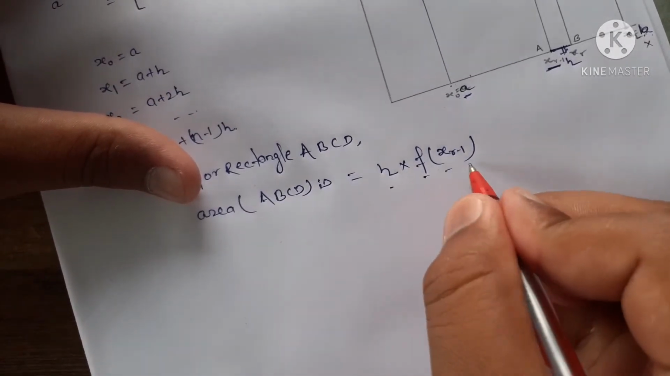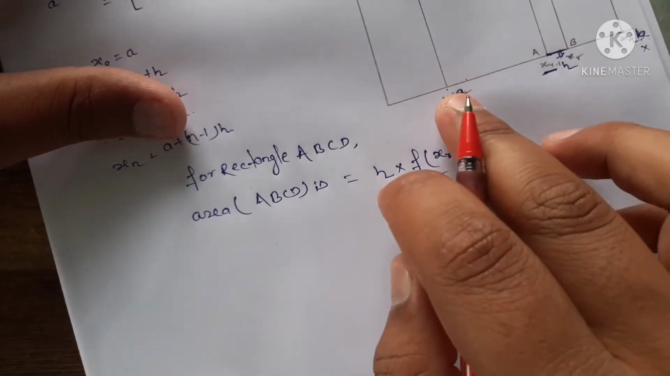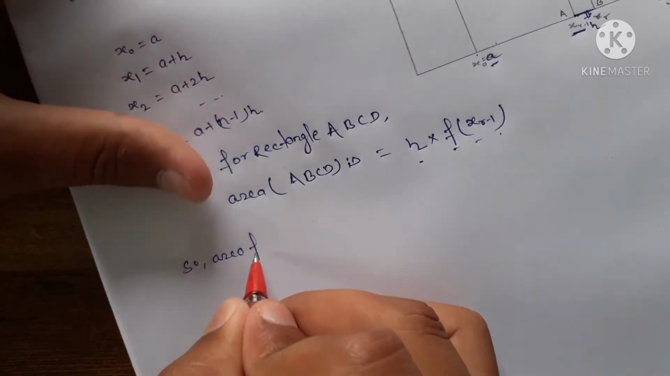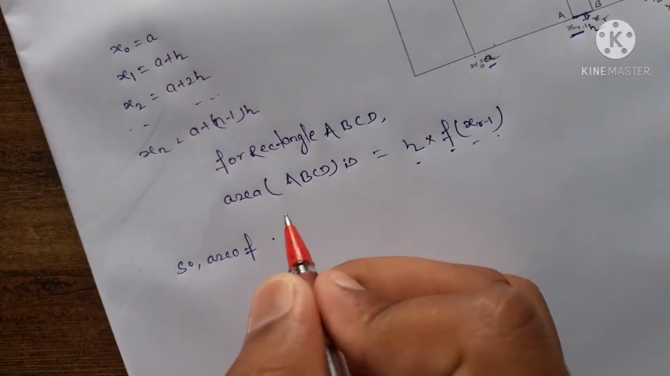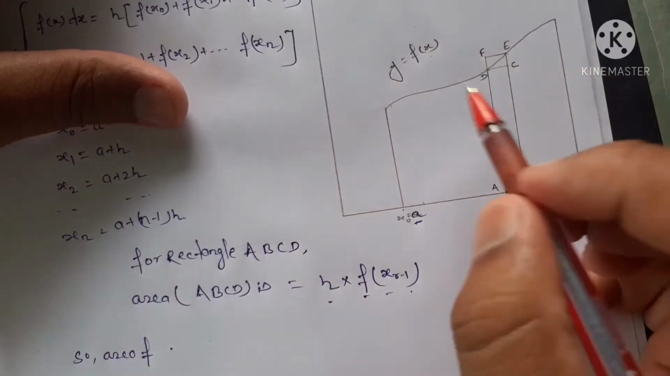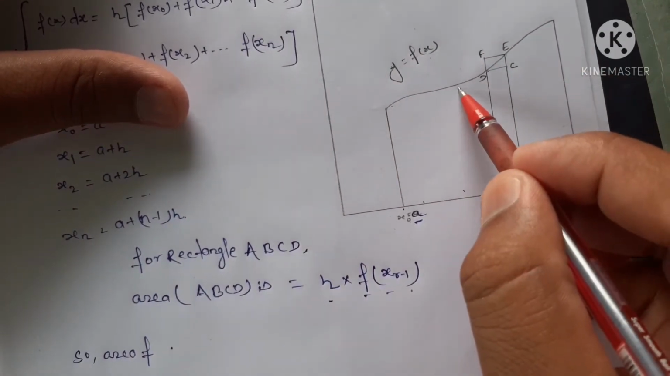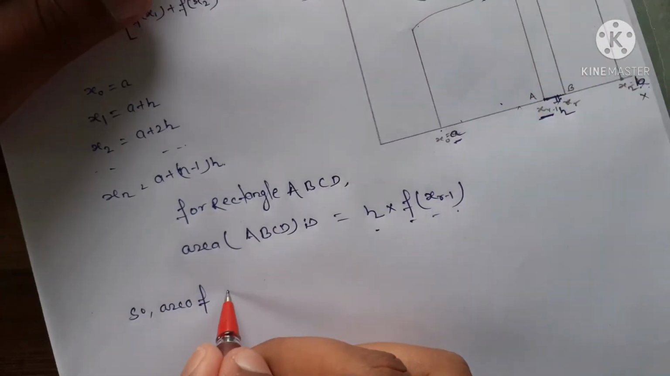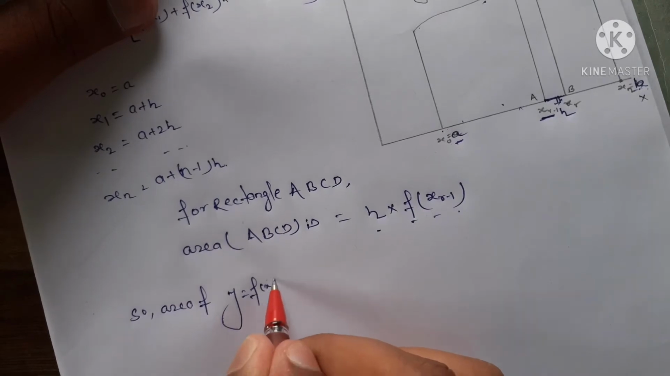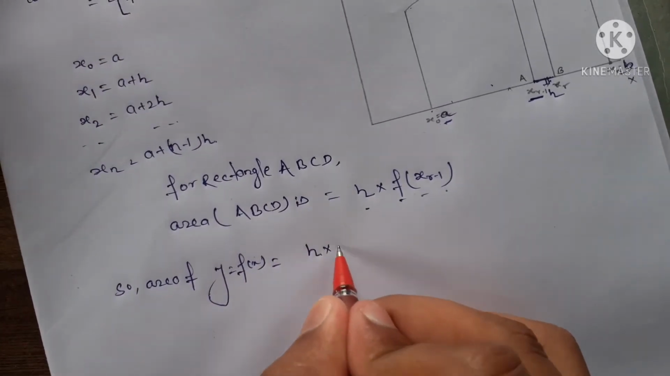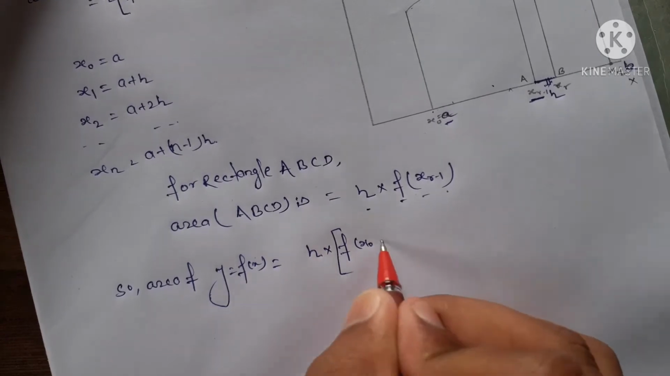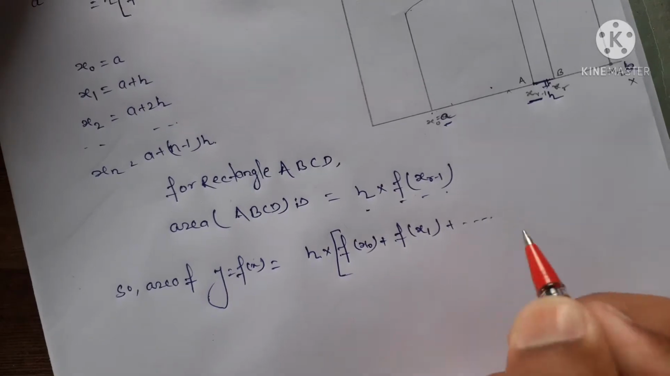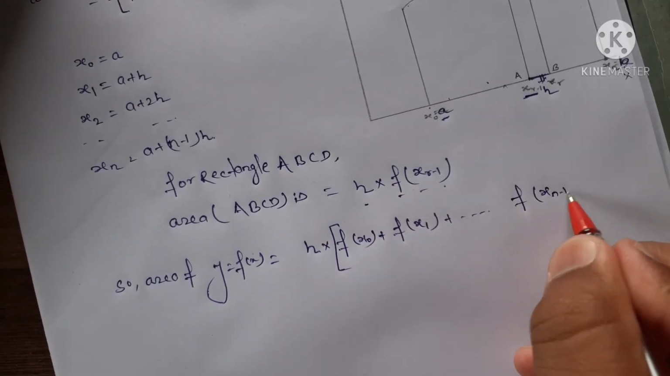And similarly for the rectangles which form in the interval a to b, the area which covers the region between this function and the x-axis will be h into f of x0 plus f of x1 plus up to f of x n minus 1.